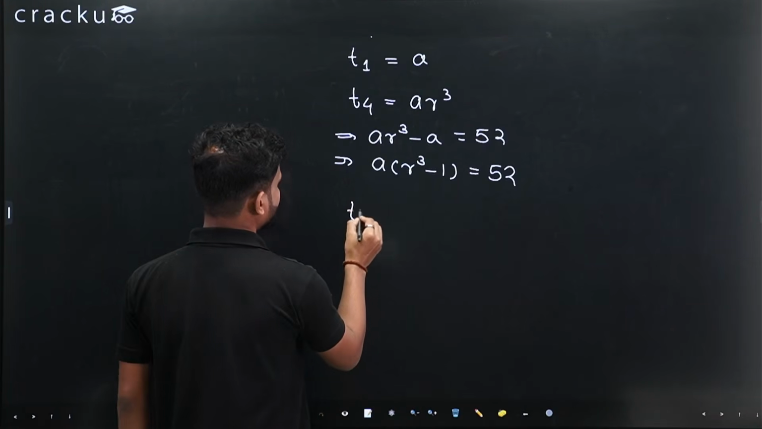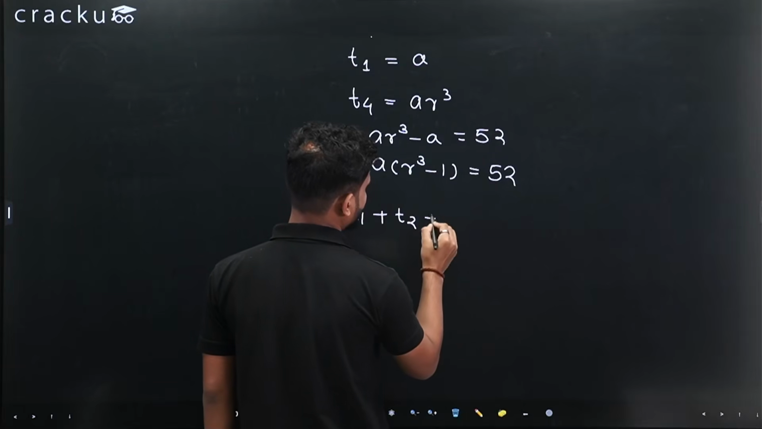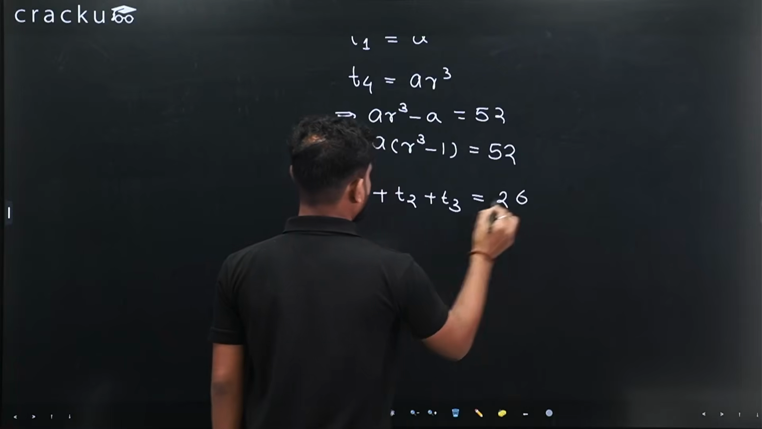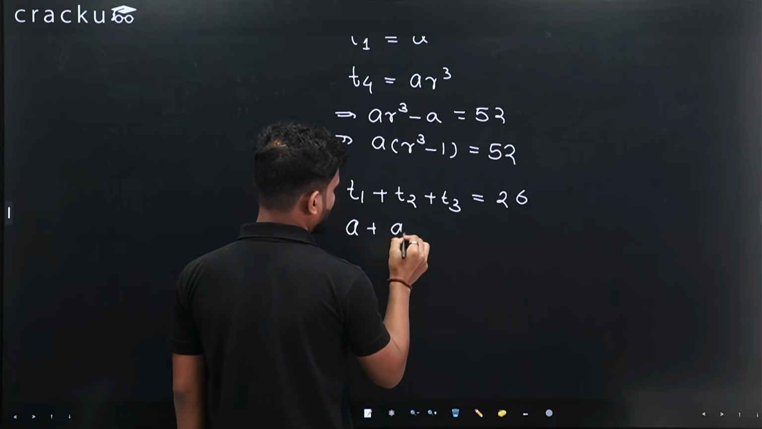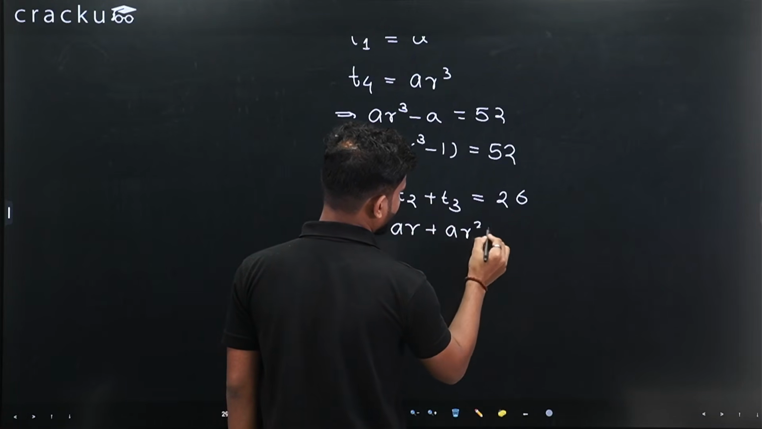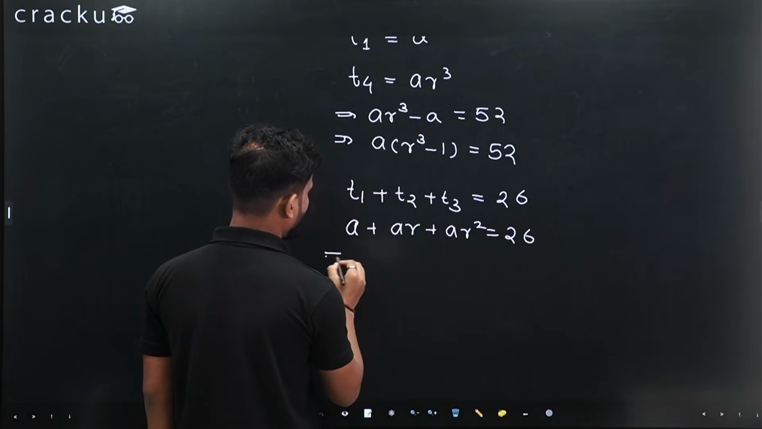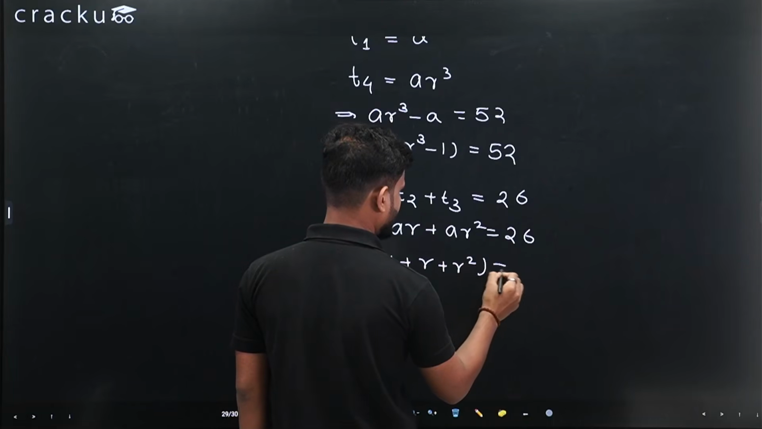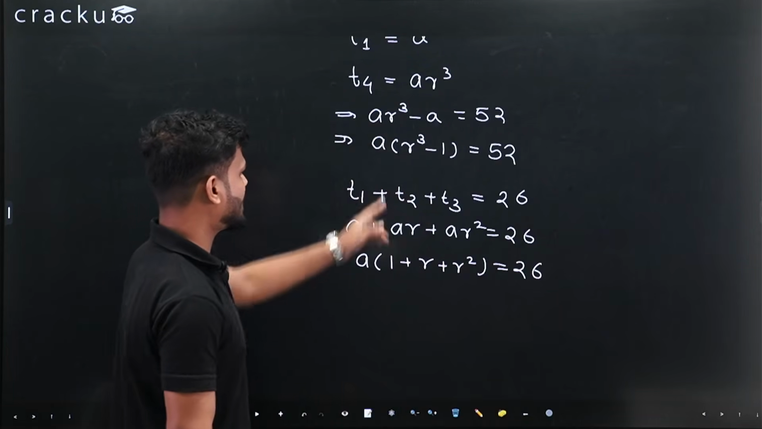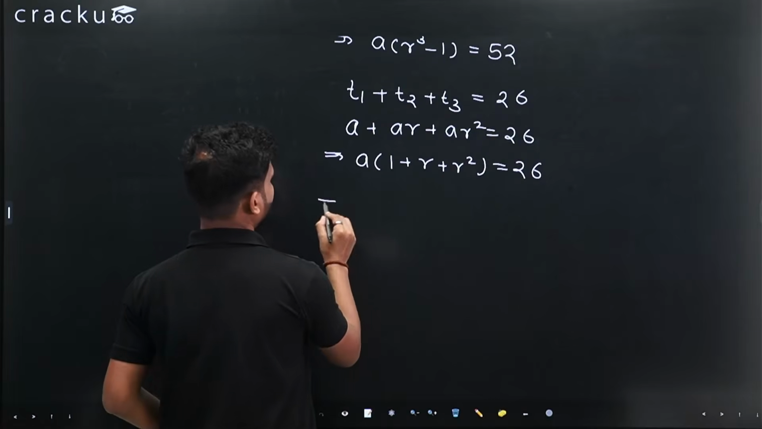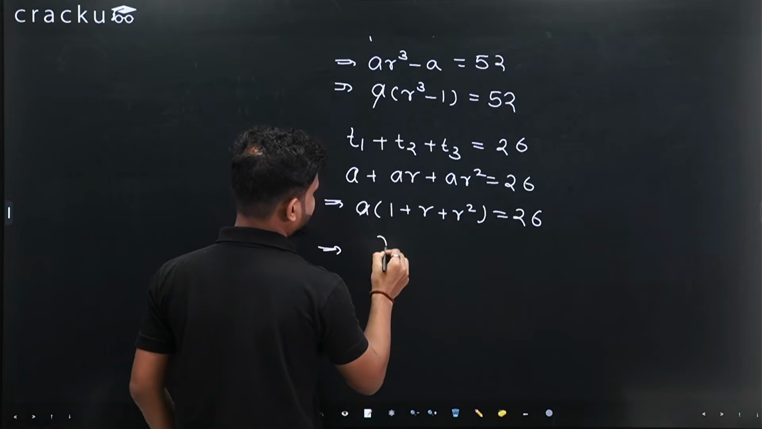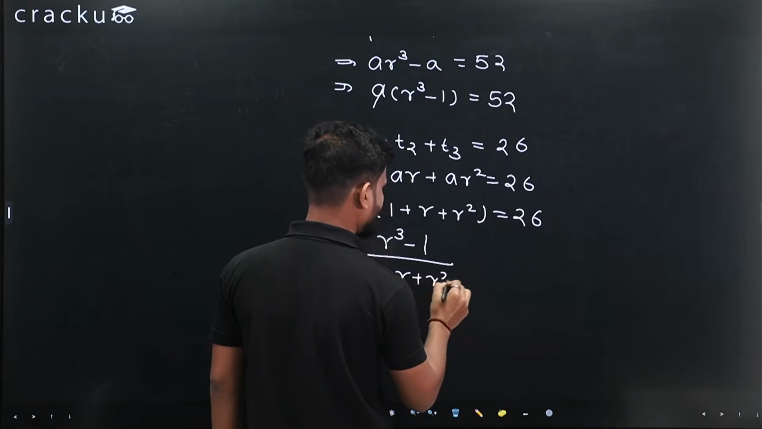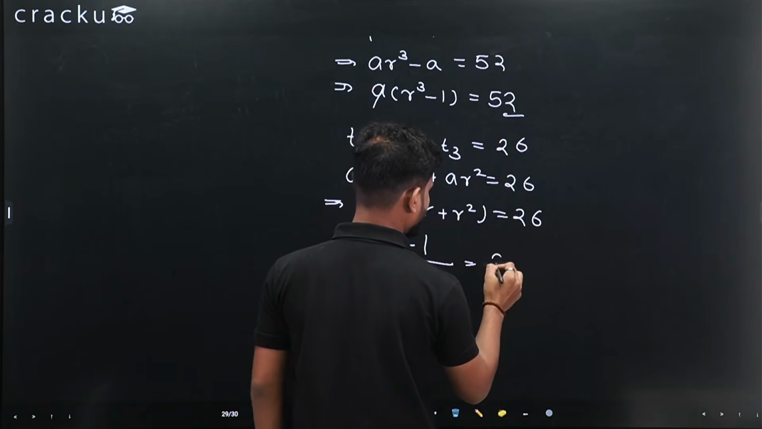Now it is given that the sum of the first three terms, t1 plus t2 plus t3, is 26. What is t1? It is a. T2 is ar, t3 is ar square, so the sum is equal to 26, or a into 1 plus r plus r square is equal to 26. Now if you take the ratio, what will you get? a and a will get cancelled. R cube minus 1 upon 1 plus r plus r square is equal to 52 by 26, which is 2.